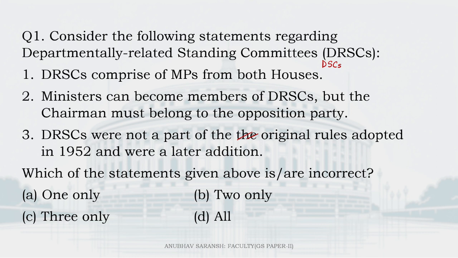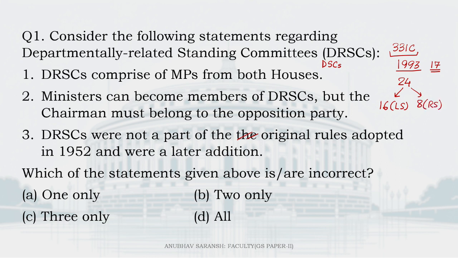Now, what are DRSCs? The departmentally related standing committees are parliamentary committees, which were added via Rule 331C to the Lok Sabha rules in 1993. At that point of time, we only had 17 DRSCs. However, now we have 24 such committees, and 16 committees function under the Lok Sabha, 8 committees function under the Rajya Sabha.